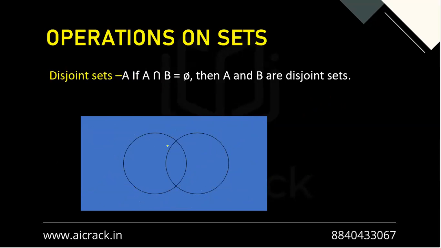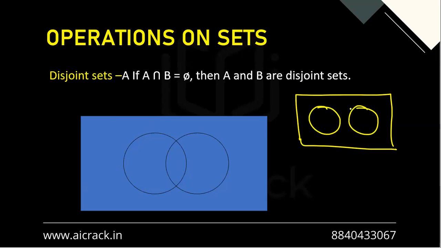Disjoint sets. I have made the diagram incorrectly, so let's make the correct diagram over here. Disjoint sets mean there is no common element between these two sets. Let's say this is set A, this is B. A equals 1, 2 and B equals 3, 4. We can clearly see that there is no intersection point. There is no common element between these two sets, so these are called disjoint sets. The intersection of these two sets is the null set, nothing.